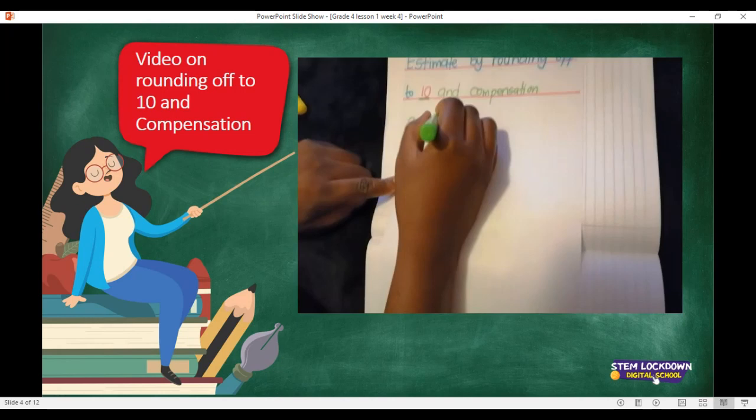Because now people know how to round off. So let's round off 22. I chose 22, and then 22 to the nearest 10, the answer is 20. If you said 17 to the nearest 10, guess what? The answer was still 20.